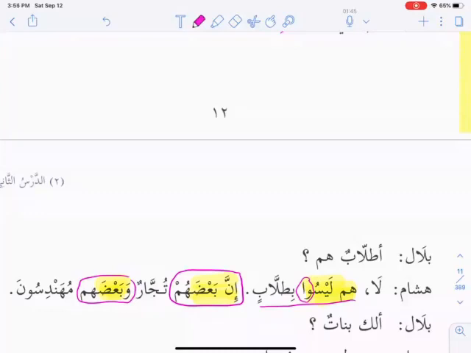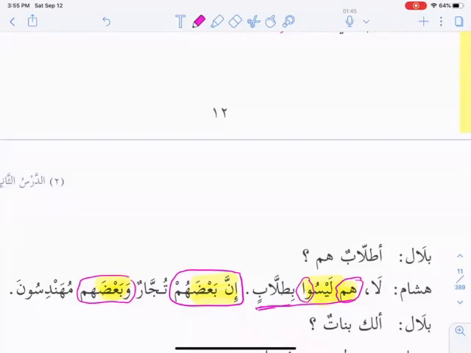Now, I'm taking a path to explain all that to you. I hope you will bear it with patience, inshallah. So laysu, the verb starts from laysa. So waw is ismu laysa, and waw represents they, whom. It is their whom. Bitullabin. So no, they are not students.